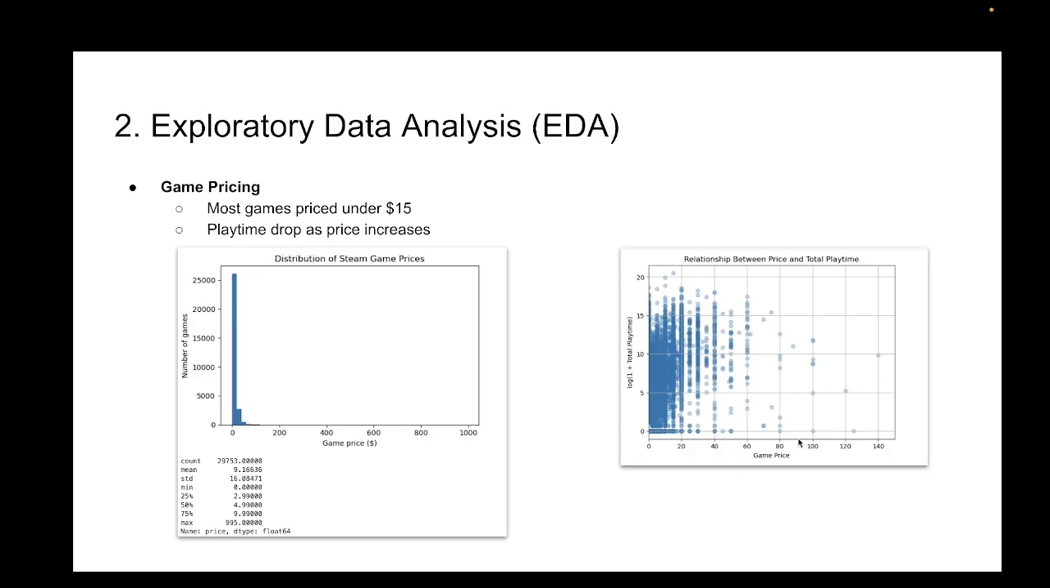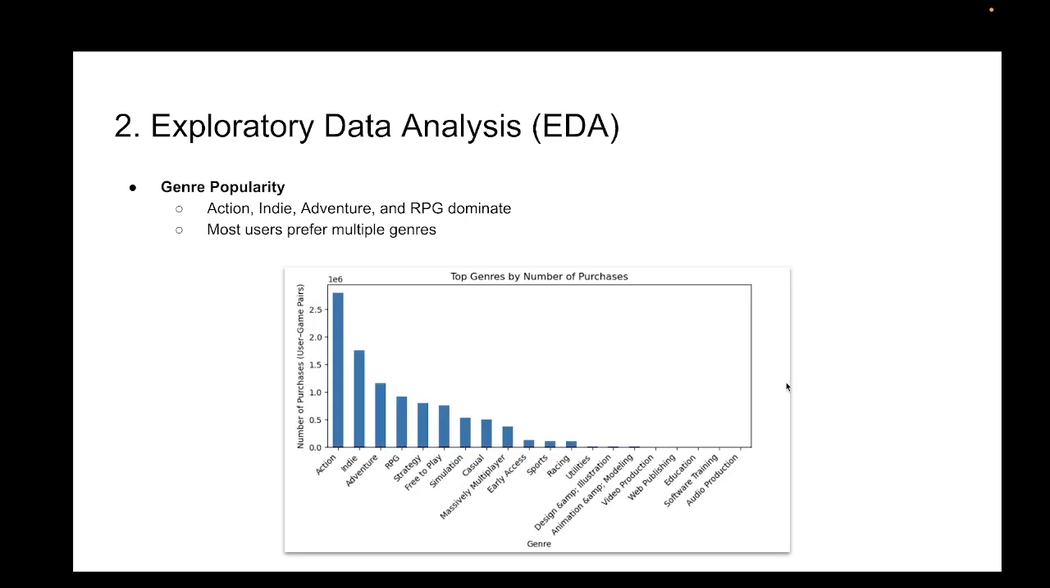You can see here, the x-axis is the price, and there are not many dots on the right side. And for the genre popularity, we can see that action, adventure and RPG games are in the top 4, and most users prefer multiple genres.